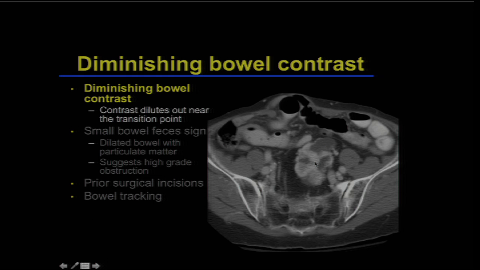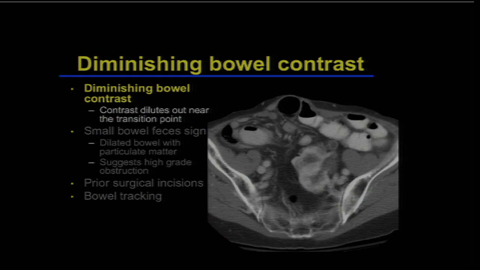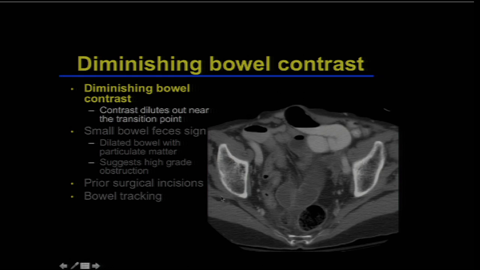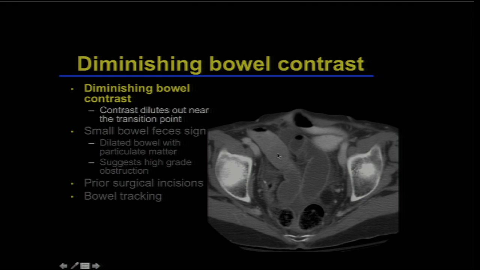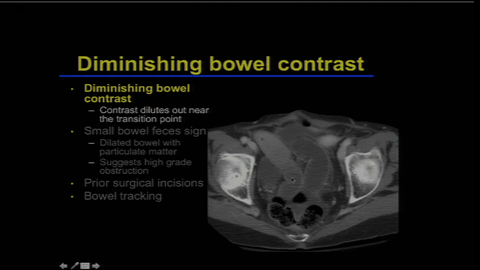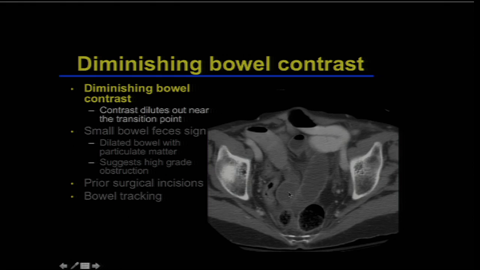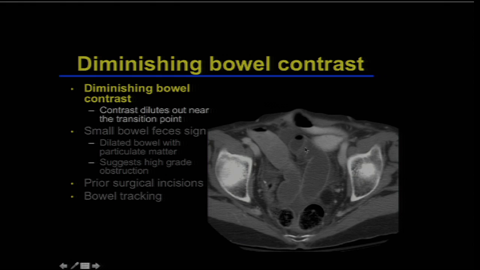But as the contrast filters down towards the transition point, it will become more and more dilute. And we can see, this area of bowel is becoming more dilute. The contrast is hardly present in this segment. We can follow it downwards. Here's the most dark segment of bowel.